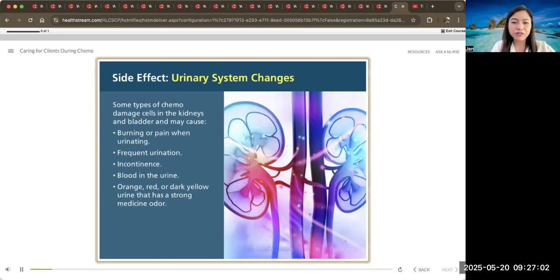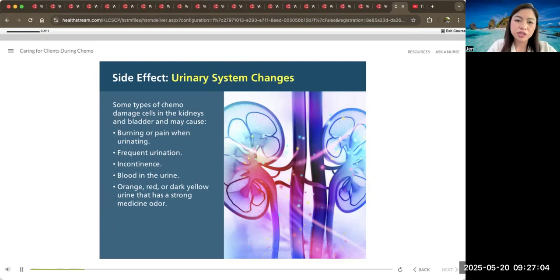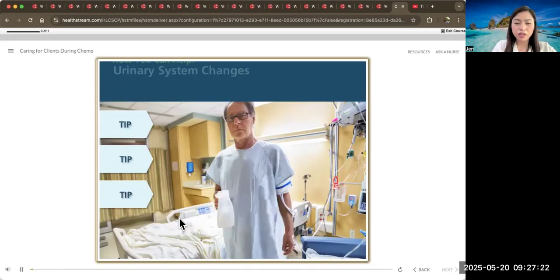Next side effect, urinary system changes. Some types of chemo damage cells in the kidneys and bladder and may cause burning or pain when urinating, frequent urinary incontinence, blood in the urine, orange, red, or dark yellow urine that has a strong medicine odor. So how you can help.